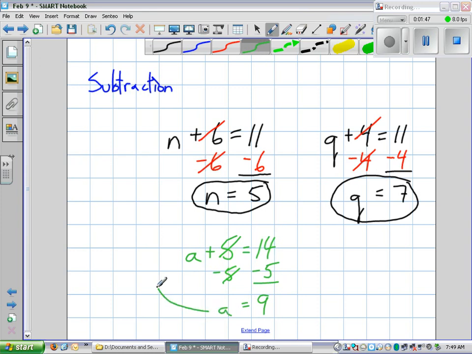If I ever want to check and see if I got it right, I substitute the 9 back into the question. 9 plus 5 equals 14, then I've got it correct.